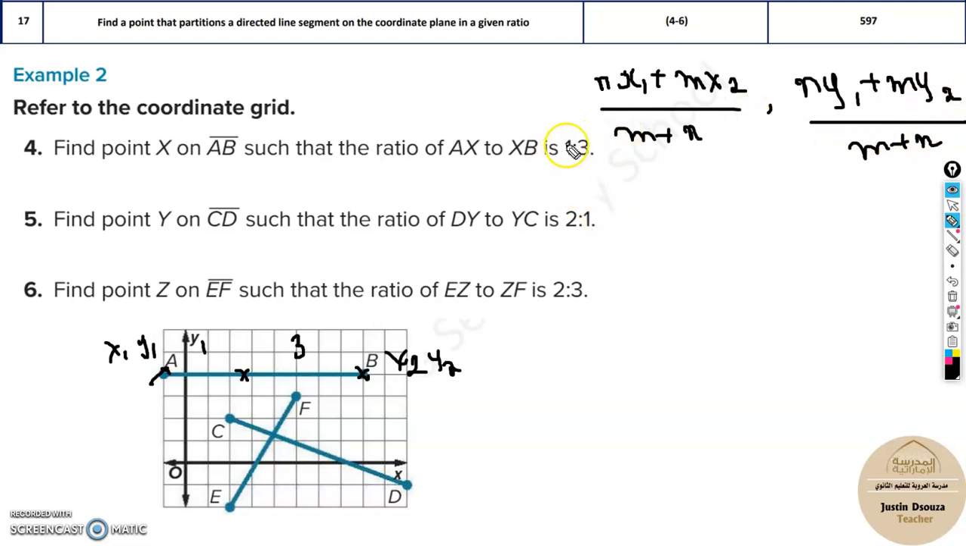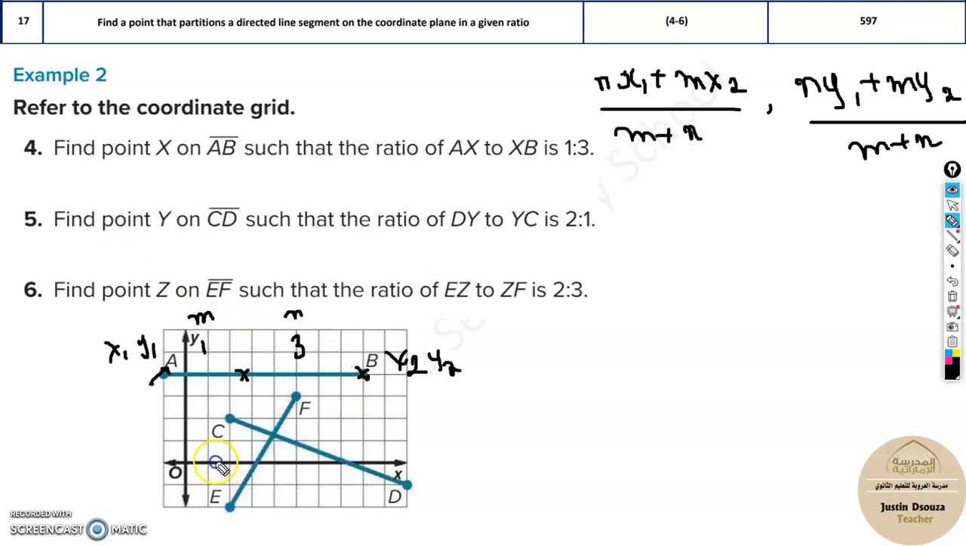The first ratio is m and the next is n. But you must see that the initial value is A and the next value is B. In this case, A to X was 1 and this was B, so it is m and n.